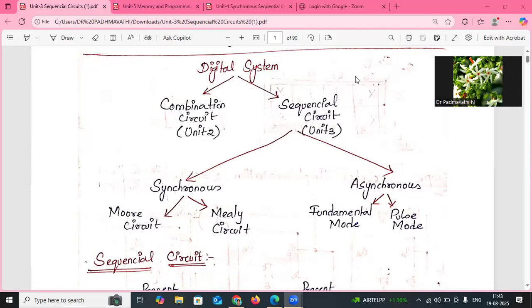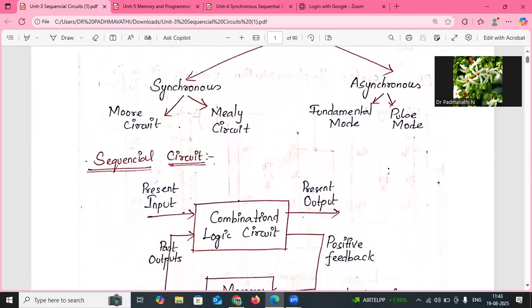The sequential circuit can be further classified into two types: synchronous sequential circuits and asynchronous sequential circuits. The synchronous sequential circuit can again be classified into two types, the Moore model and the Mealy model. Similarly, the asynchronous circuit has two types based on the mode used inside it: one is fundamental mode and the other is pulse mode. First, we have to see what a sequential circuit is.